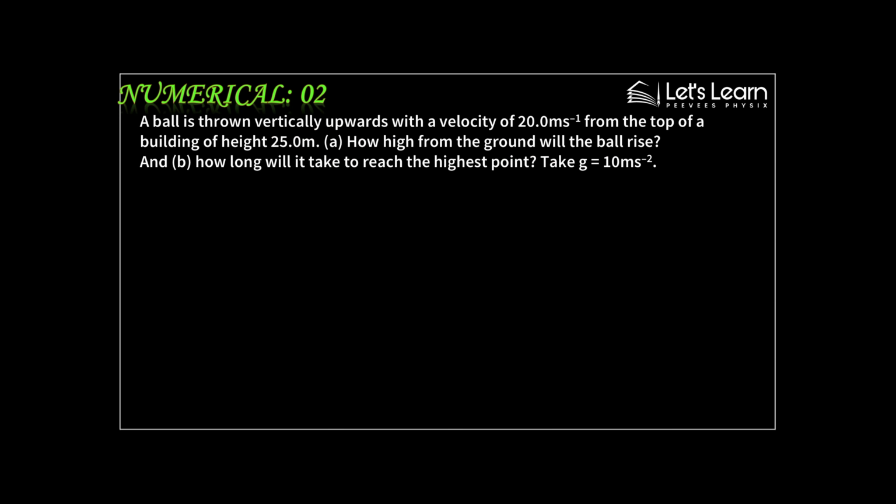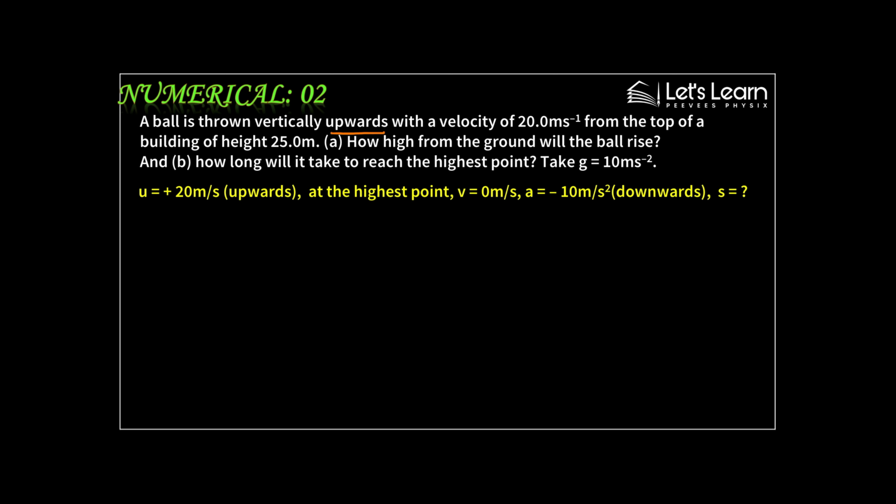Numerical number 2. A ball is thrown vertically upwards with a velocity of 20 meter per second. Anything upwards, since it is a vector, has to be taken as positive. So initial velocity is plus 20. Why plus? It's upwards. How high? From the ground, the ball rises. At the highest point, we know the ball will have a speed 0. And we know acceleration is always acting downwards. Why? Gravity is pulling the ball down. Even though the ball is going up, gravity pulls down. So acceleration due to gravity, being a vector, has to be negative to show that it is downwards.